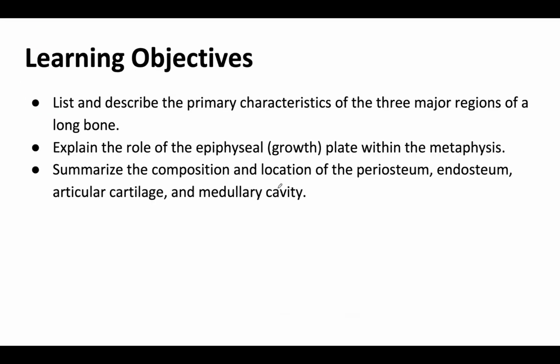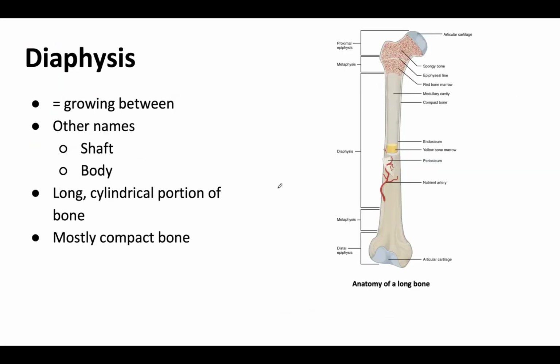We have three learning objectives that we will be working through in this video, so try to answer these as we work through the upcoming slides. There are three major regions of a long bone. You will have the diaphysis, the epiphysis or epiphyses, and the metaphysis or the metaphyses, depending on how many there are. So we're going to start with describing the diaphysis.